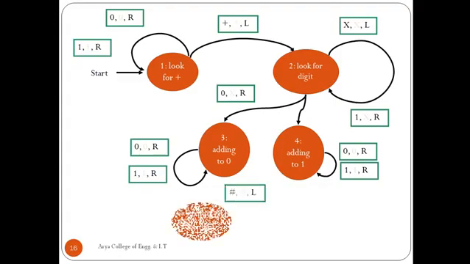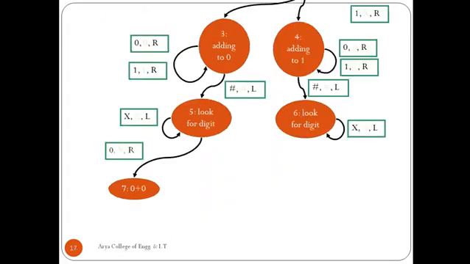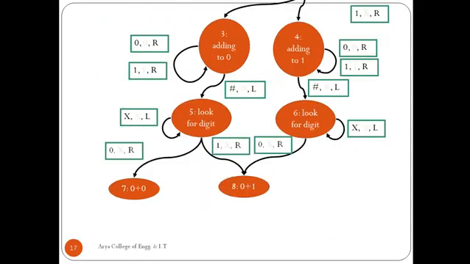Then what is the output? If in the third state 1 and 0 are added, then we can see hash is replaced by hash and move in the left direction. Then again we look for the digit. From the fourth state we reach the sixth state, which is also look for the digit. Same for this, we can repeat this step until we get the final answer. You can also understand this in this slide.